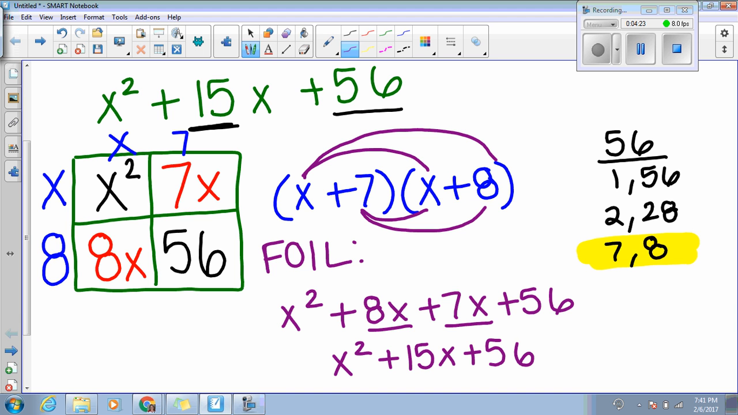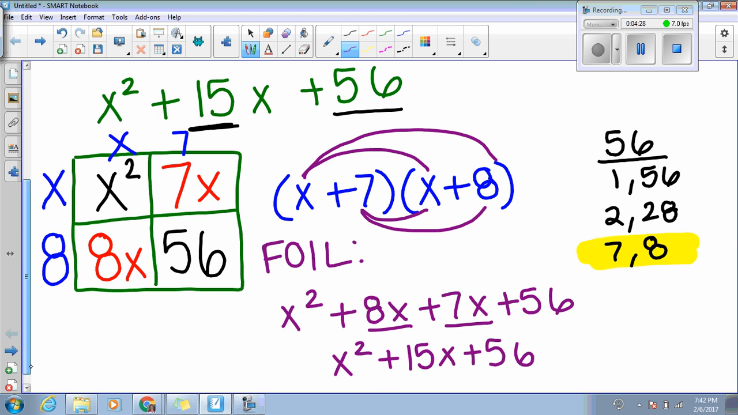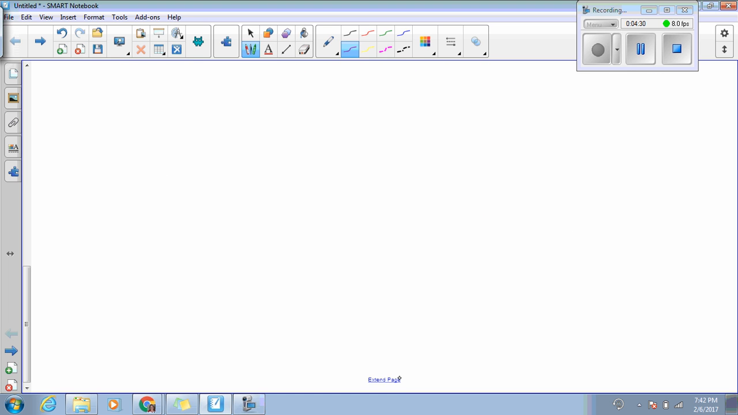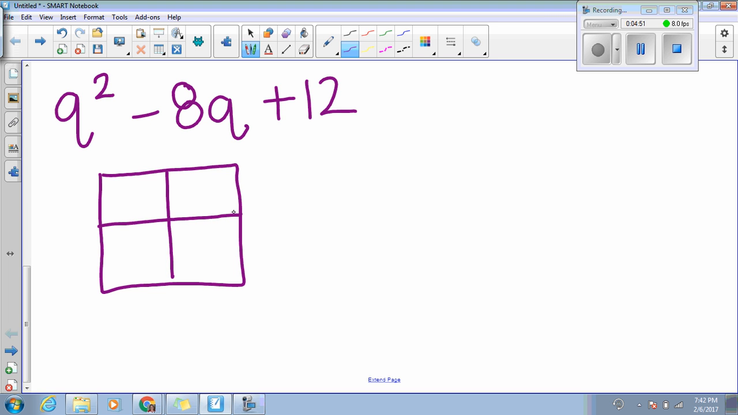So there we go. I'm going to do one more for you. This time we're going to throw in a negative. We're going to do q squared minus 8q plus 12. So same thing, start with my box. My first term in the top left box, my last term in the bottom right box.